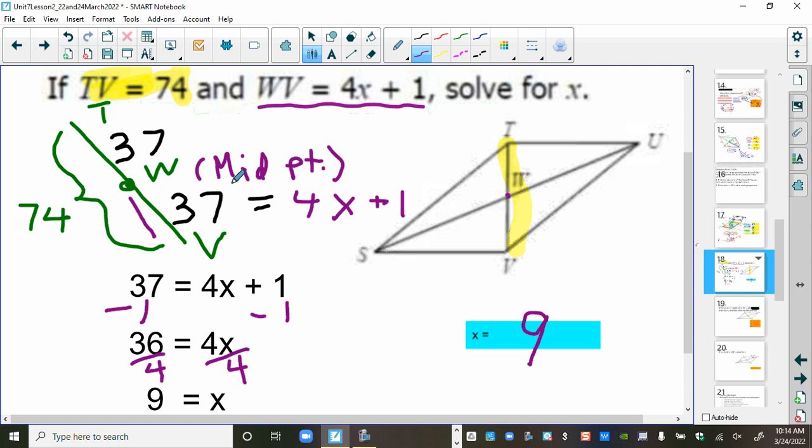All right. So that's how we knew, oh, 74, my midpoint says each part is 37. All right, moving on.